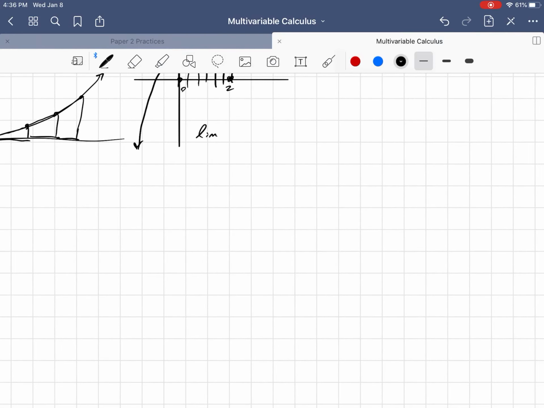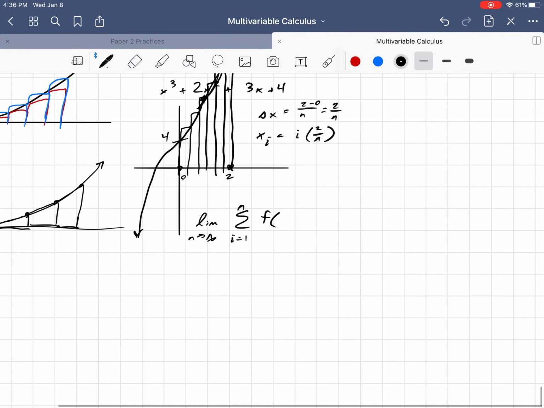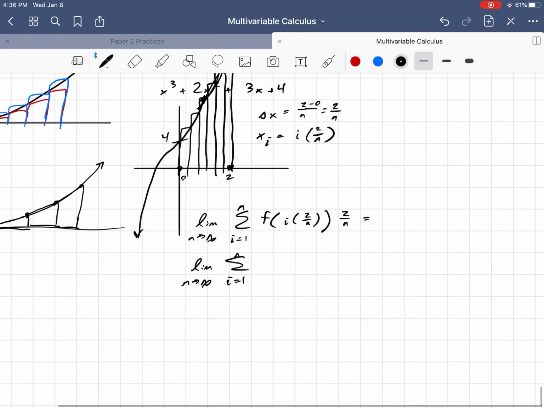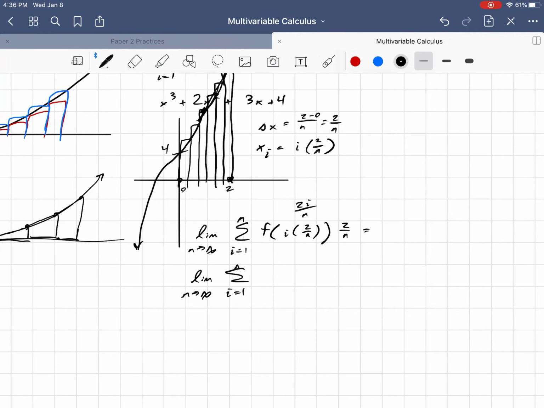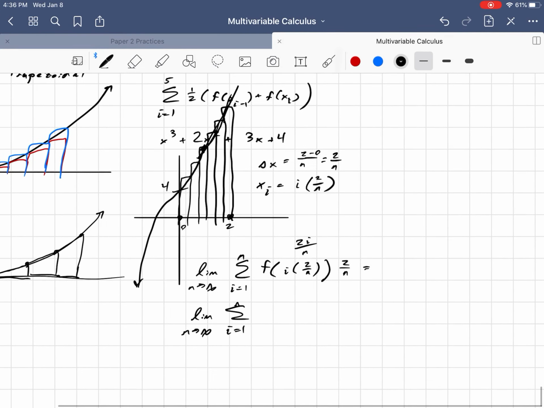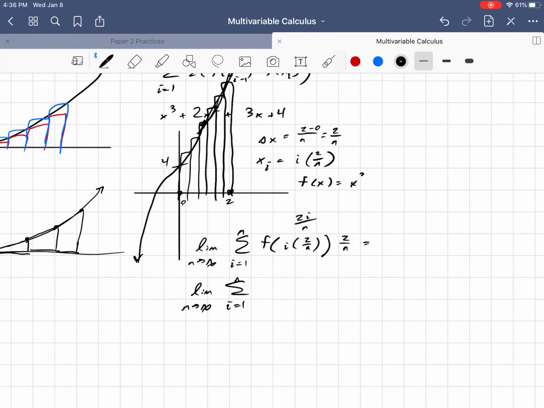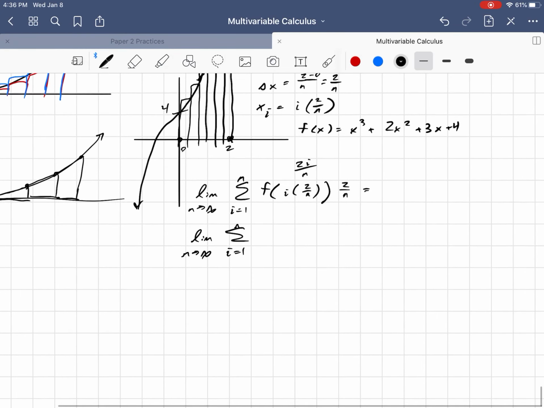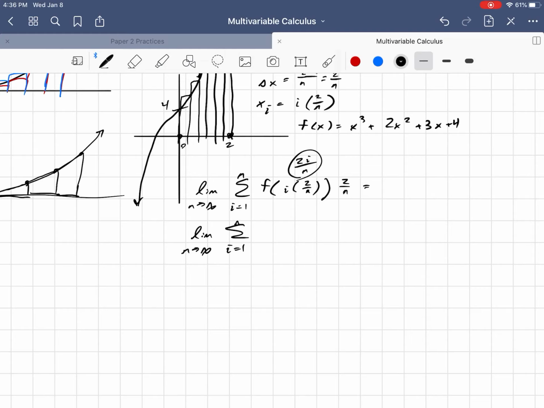And as I did it somewhere above, we get the limit for this exact area as n approaches infinity, sigma i equals 1 to n of f of a plus i delta x, which is i times 2 over n, times delta x, which is 2 over n. Which is the limit as n increases without bounds, sigma i equal 1 to n. Also I could make this 2i over n. Now I'm going to get n. Remember, my original function was f of x is equal to x cubed plus, I think it was 2. Is that what I wrote over it? Yeah. 2x squared plus 3x plus 4. So for every x, I'm inputting 2i over n. And then I'm going to multiply all that by 2i over n.